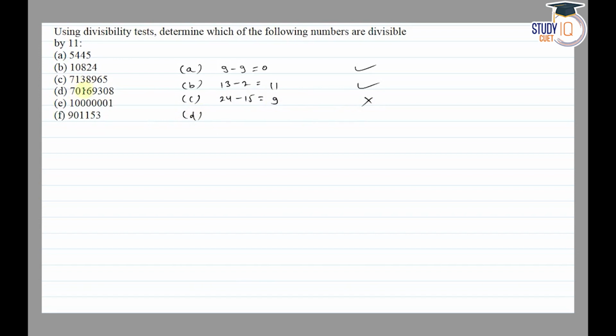7 plus 1 is 8, plus 9 is 17, plus 0 is 17. Then 0 plus 6 is 6, plus 3 is 9, plus 8 is 17. 17 minus 17 is equal to 0, so it's divisible by 11.